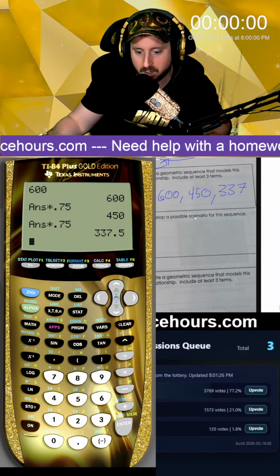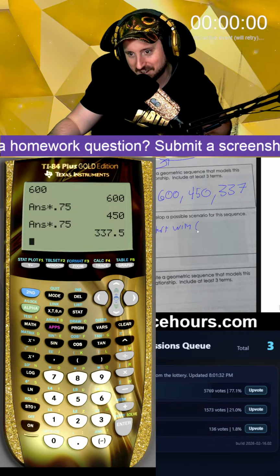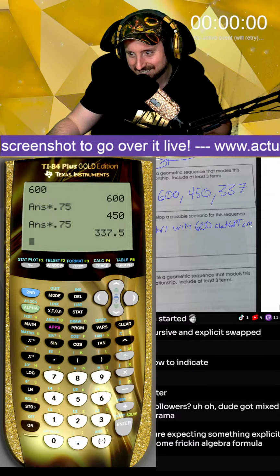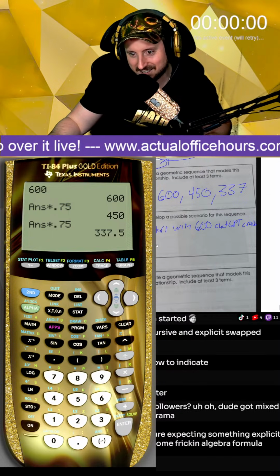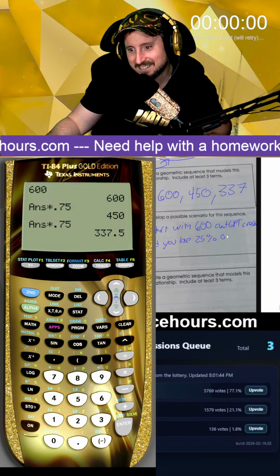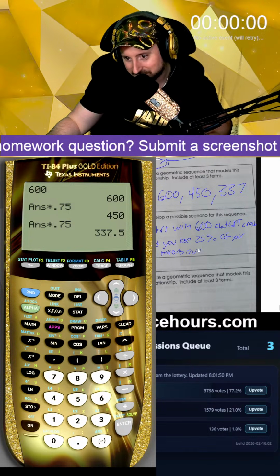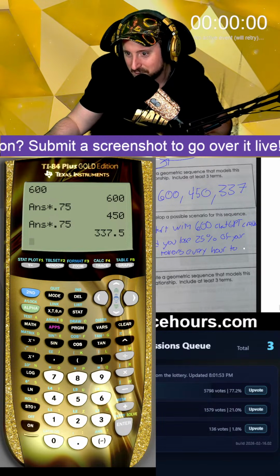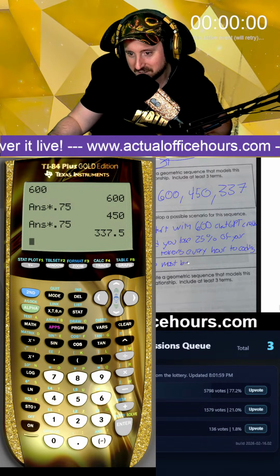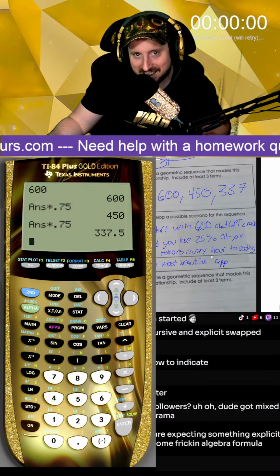Possible scenario. Here's a good one. You start with 600 ChatGPT credits, and you lose 25% of your tokens every hour to coding the most beautiful app. That's how it works. Yes.